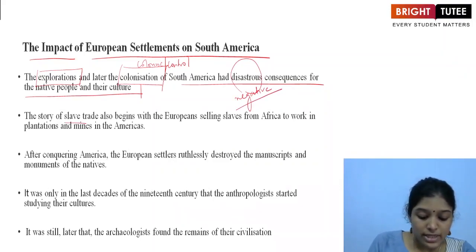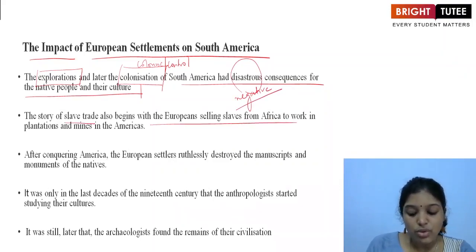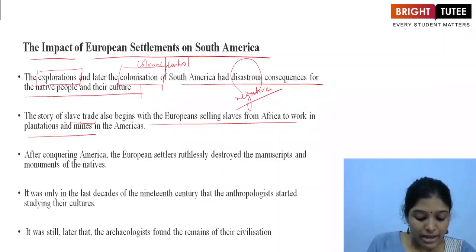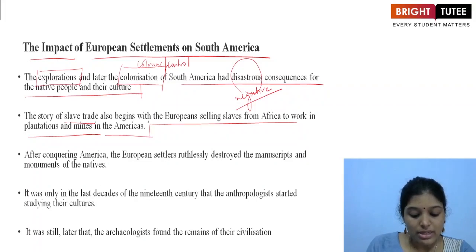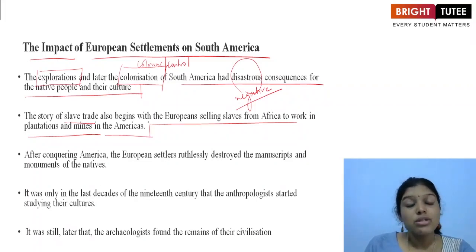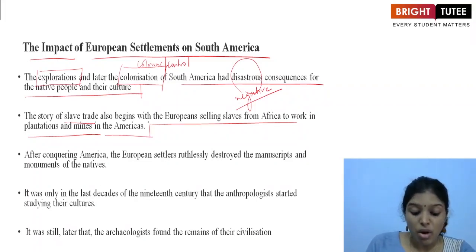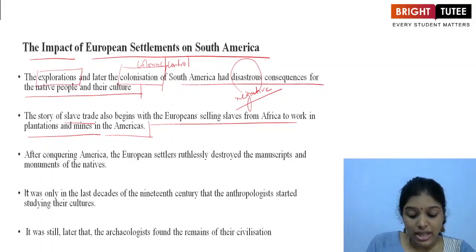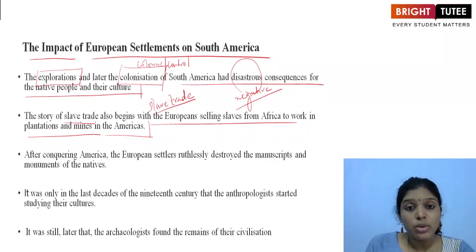The story of slave trade also begins with Europeans selling slaves from Africa to work in plantations and mines in Americas. So it also marks the beginning of a very brutal tradition in the world history, that is slave trade. Here humans are bought and sold as slaves to assist as cheap labor.